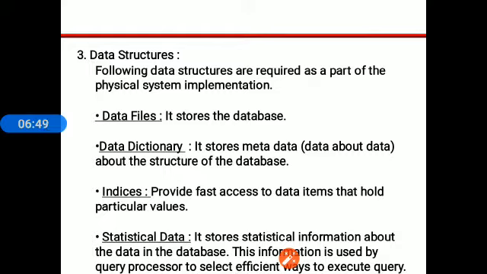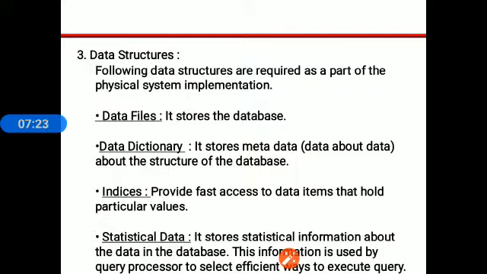Third component is data structure. Following data structures are required as a part of physical system implementation. When different tables are stored or created, they have to be stored in some data structure. So what are the different data structures? Data files, it stores the database. Data dictionary, it stores the metadata, that is data about the structure of the database. Data dictionary contains all the related information about the table and databases.